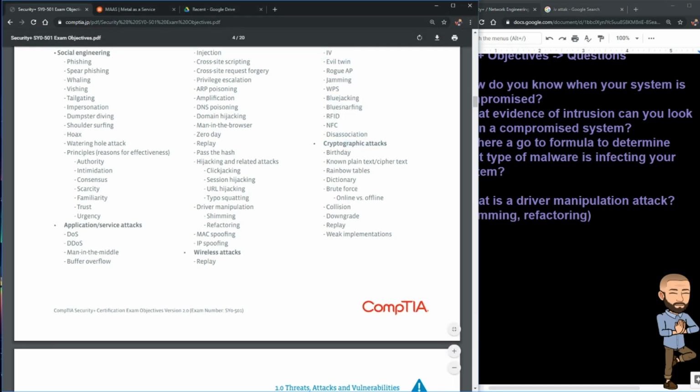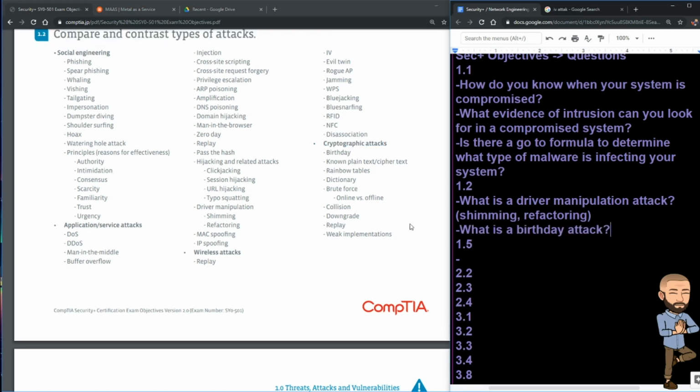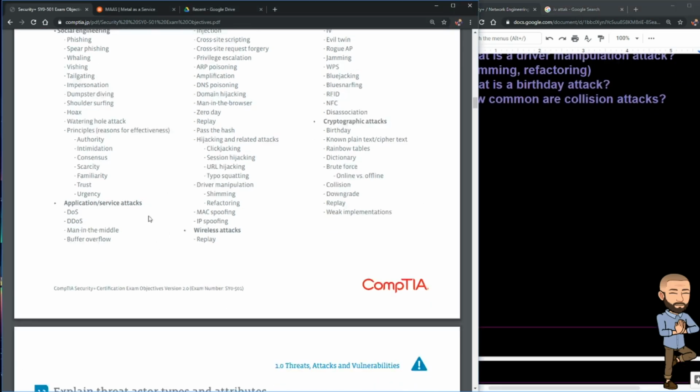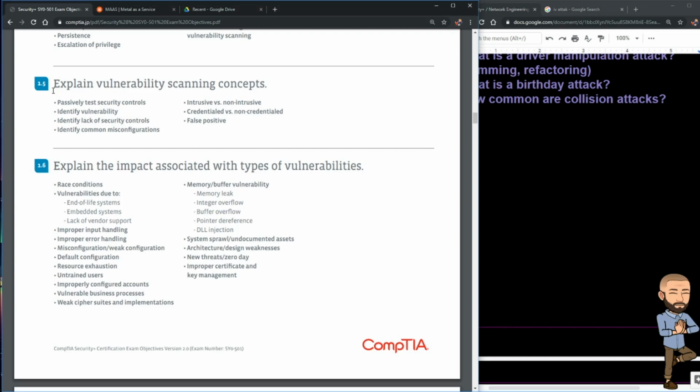I forgot the birthday one. I remember reading about it, but I think that has to do with the percentages of people with the same birthday in a room. The more people there are, the higher the chances that two people have the same birthday on the same date, something like that. I forgot how that relates to attacking. And I'll finish this objective off with how common are collision attacks, because I feel like they are not that common. Okay, so let's jump down to 1.5 here.